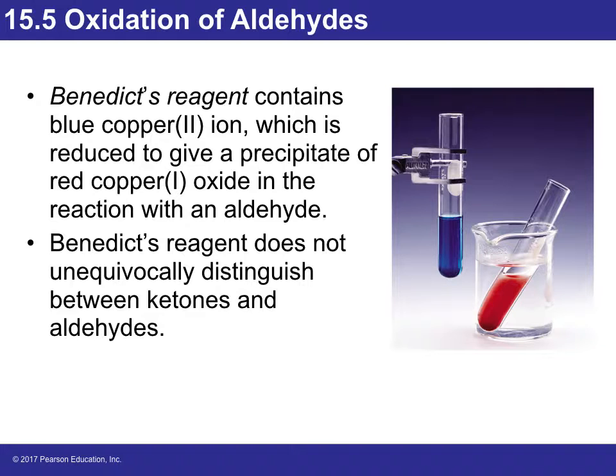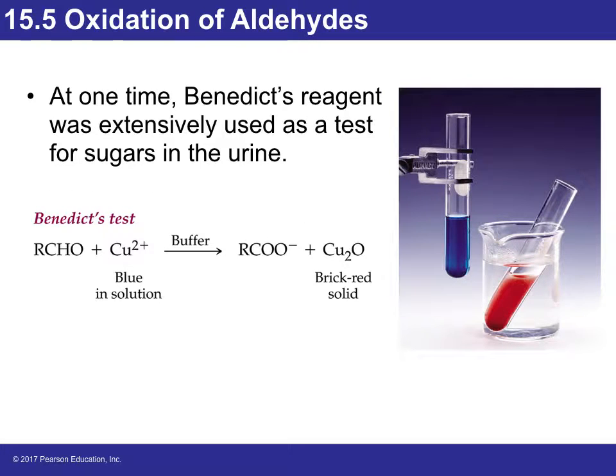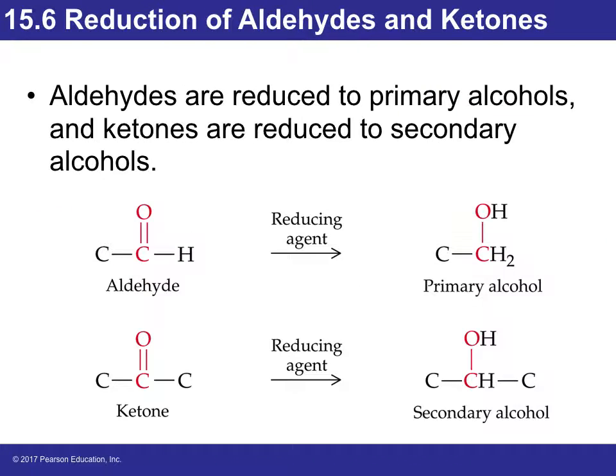Another reagent of importance is called Benedict's reagent. You have blue copper ions, which are going to be reduced to give you a precipitate of red copper oxide in the reaction with the aldehyde. Just note that Benedict's reagent does not make the distinction between ketones and aldehydes. At some time we use that Benedict's reagent to test for sugar in the urine, so it goes from blue to red.